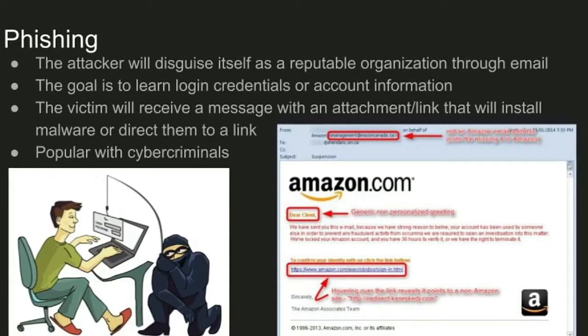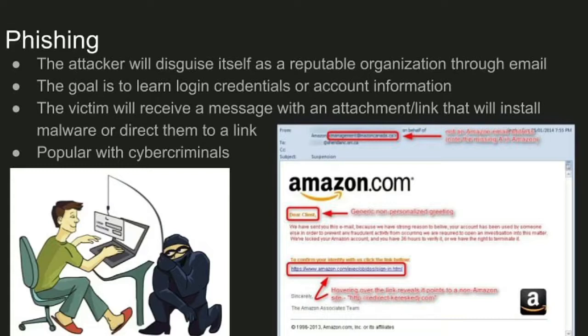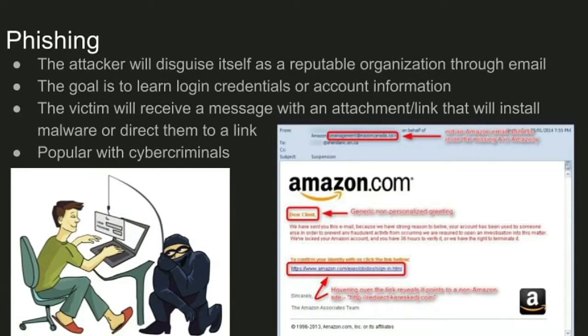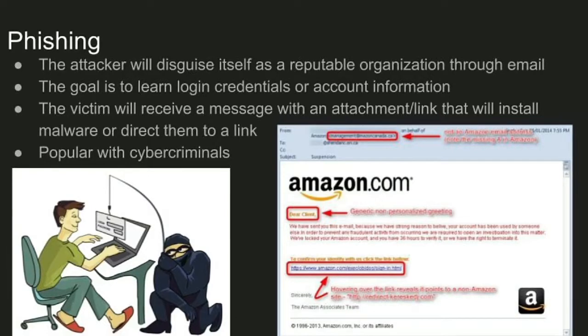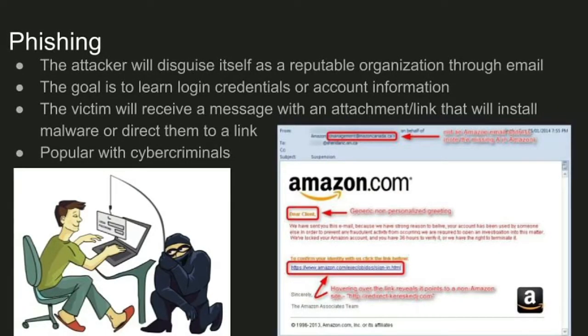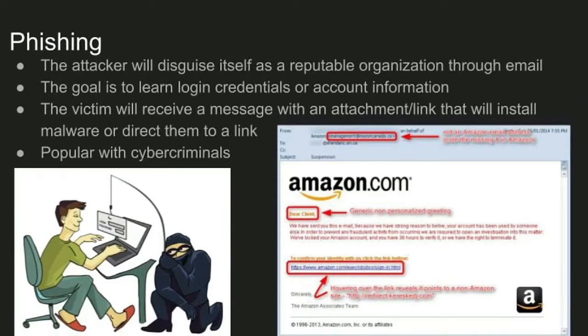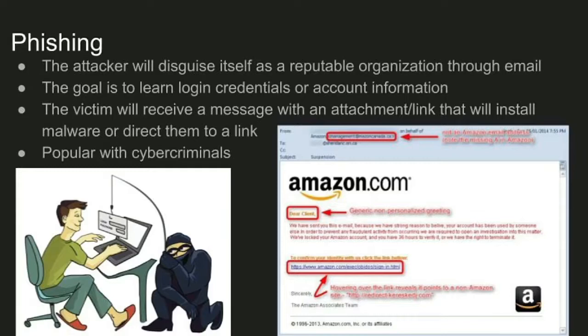This is when the attacker will disguise itself as a reputable organization through email, and the goal is to learn login credentials or account information. Now, the victim will receive a message with an attachment or link that will install malware or direct them to a link, and this link will trick them into divulging personal and financial information such as passwords, account IDs, or credit card details.